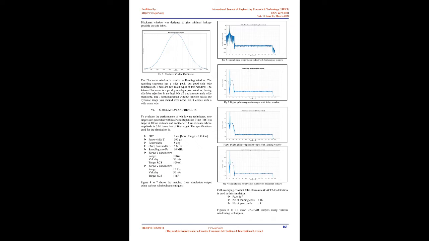3. Constant false alarm rate. This algorithm is to maintain the false alarm rate. Cell averaging CFAR or greatest-of CFAR, etc., can be used to maintain the false alarm rate. These algorithms are also used to avoid clutter, which is the unwanted targets.